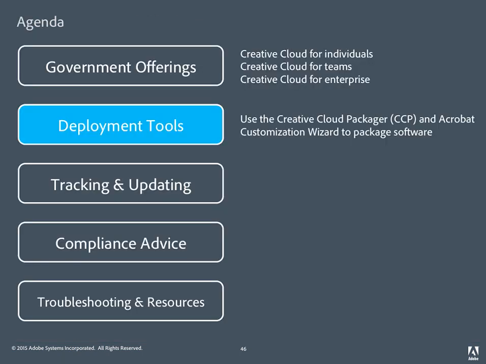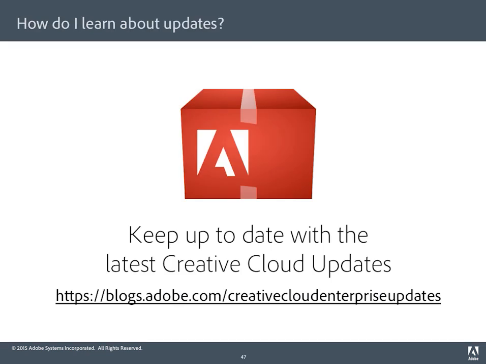We've now looked at the Creative Cloud Packager and the Acrobat Customization Wizard for packaging software. Now let's review some of the methods for updating CC applications in offline environments and tracking deployment packages. You can keep up with the latest updates that Adobe provides via our Creative Cloud Enterprise Update blog listed here.